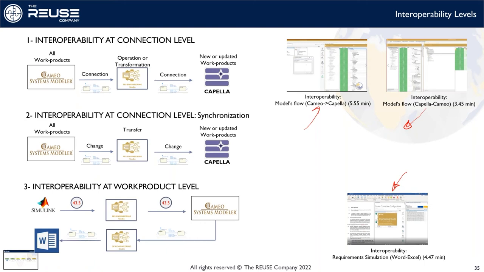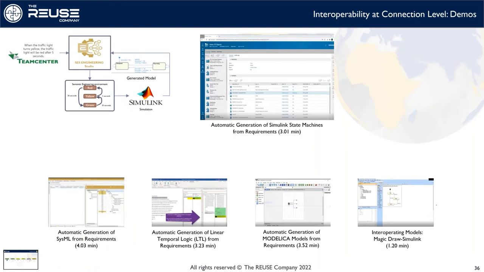So here in this video, we just have a simulation environment in Excel, and we execute or simulate the requirements while they are being written in Word in this case, but they can be written in DOORS, of course, and be simulated. Another simulation capability is, for example, this one where we use Teamcenter and Simulink. So we get the requirements in Teamcenter, and then we generate a state machine model. We send it to Simulink, simulate this state machine in Simulink, and get the results back.